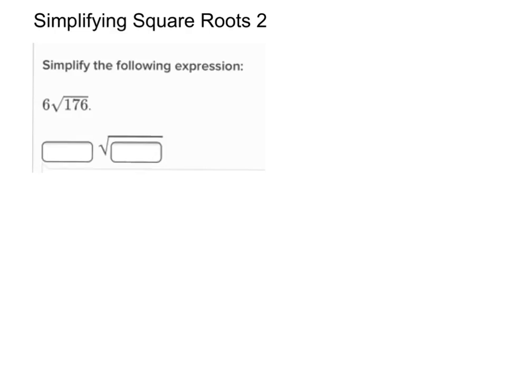So over here on the right, I'm going to write 6 square root of 176. And what we need to do is break 176 up into a product of primes. Product means multiply. So we want to break it up into a bunch of prime numbers that are multiplying. I'm just going to constantly divide this number by 2 or 3 or whatever will go into it until nothing else will go into it.